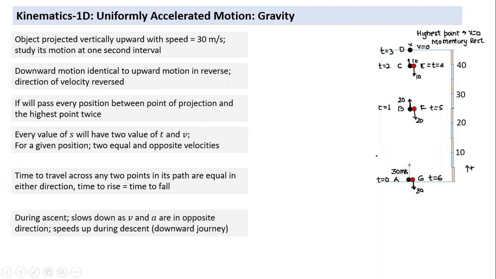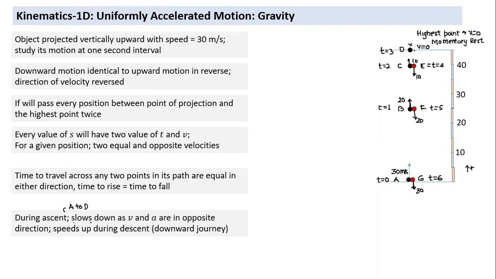And what we notice here is this is from A to D. What is the ascent period? Time during ascent. Time of ascent means A to D, point of projection to highest point. When it is in ascent, velocity is upwards, acceleration is always downwards, hence it will slow down. So during ascent, as v and a are in opposite directions, it slows down. It keeps decreasing. Every second the velocity magnitude will decrease by 10.